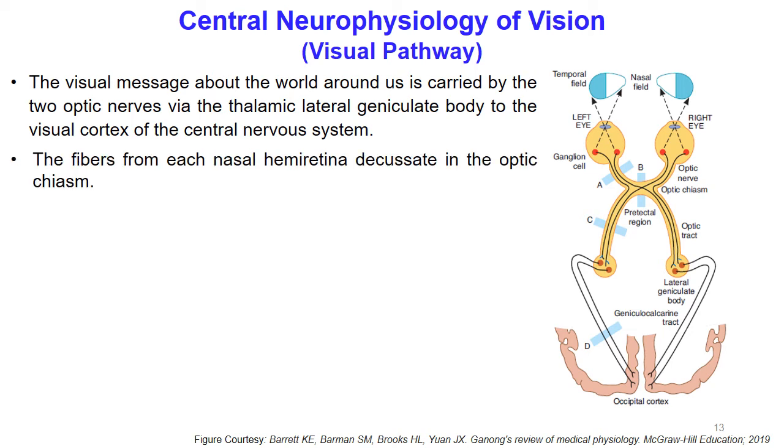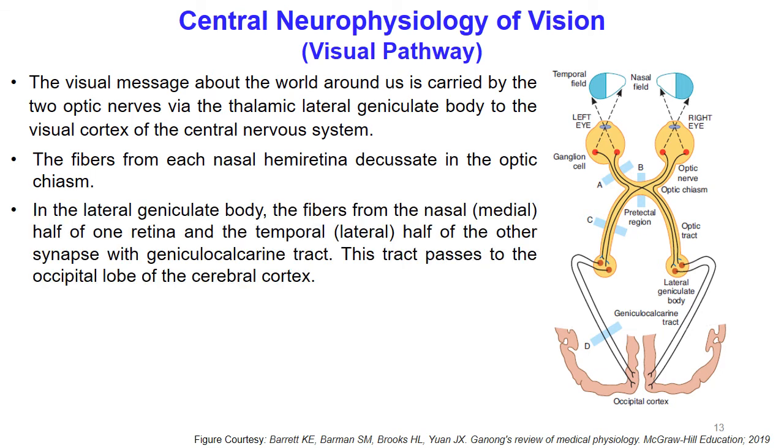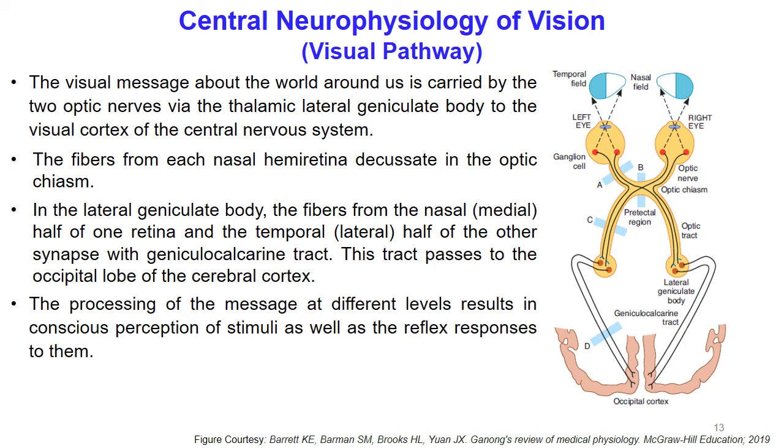The fibers from the nasal hemiretina decussate in the optic chiasm. In the lateral geniculate body, the fibers from the nasal half of one retina and the temporal half of the other synapse with the geniculocalcarine tract. The tract passes to the occipital lobe of the cerebral cortex.